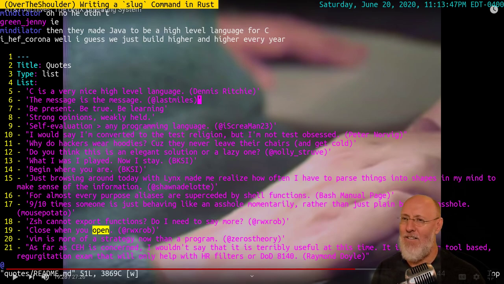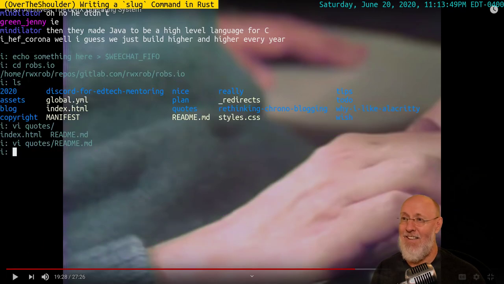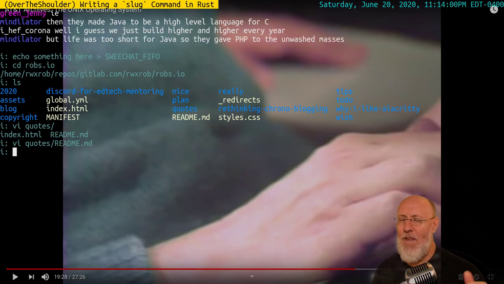They made Java to be a higher level language than C. Yeah, it got higher every year. I mean, you've got to understand, they wrote C to write Unix. That's a fact. They wrote the first version of Unix entirely in assembly. Think about that for a second. And they're like, man, we can't do this. And then they wrote the C language to write Unix, because it was much higher level than assembly.